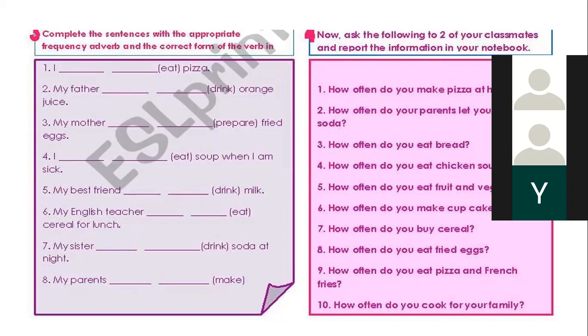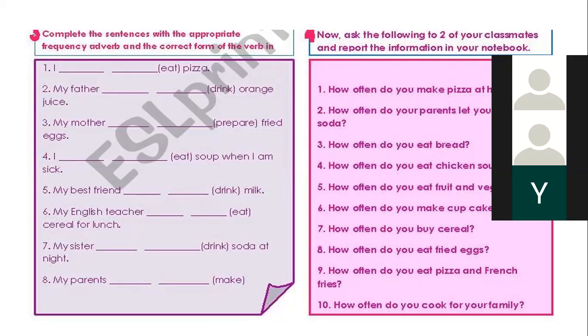Víctor. ¿Yo pregunto o preguntas tú? Si quiere pregunto yo porque tengo un poco de interferencia. Sería, how often do you make cupcakes? Number six. I never make cupcakes in my home. Okay, he said that he never makes cupcakes. Okay, thank you. Now you ask him, Victor.